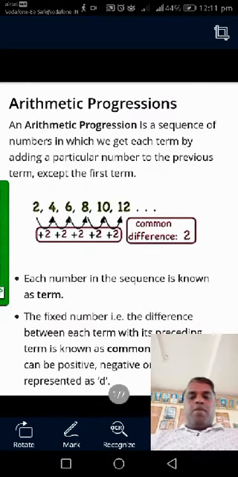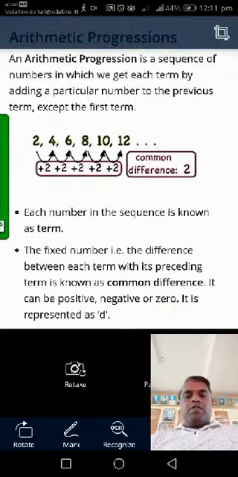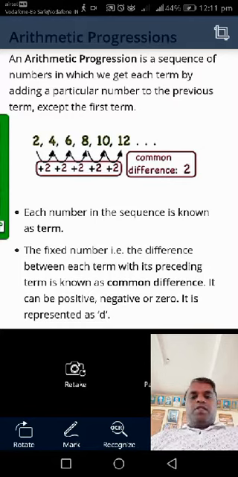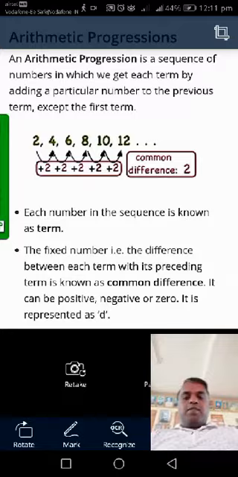Each number in the sequence is known as a term. The fixed number, the difference between each term and its preceding term, is known as the common difference. It is denoted by D. It can be positive, negative, or 0.